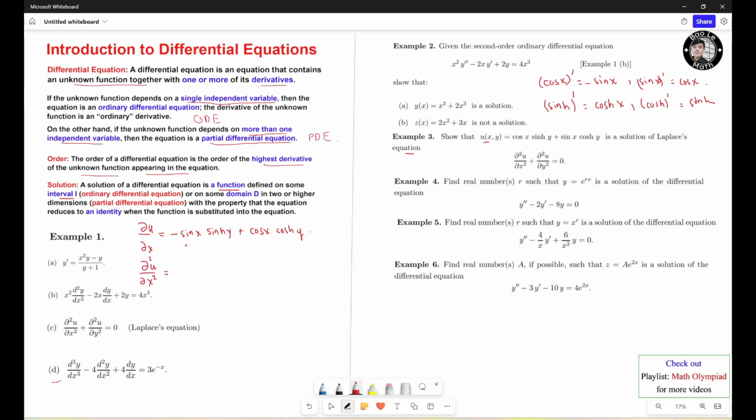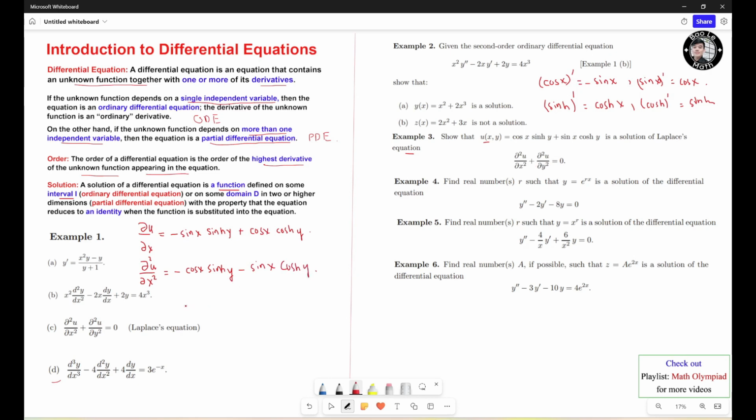Now, take the second derivative of the function u with respect to s. It's going to be derivative of sine, it should be cosine, so it can be negative cosine s, and this one you just rewrite hyperbolic sine y. Derivative of cosine is going to be negative sine, so it's negative sine s, and rewrite this one hyperbolic cosine y.